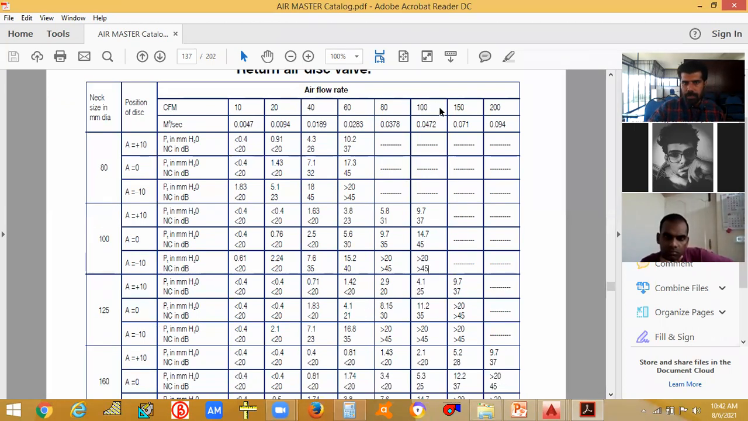For 100 CFM or 106 CFM, if you choose a 125 mm diameter disc valve, just see what the noise criteria will be. It's only 25. If A is 0, it comes to 35, and you can choose this. If A is plus 10, it goes greater than 45. So you have to make sure A is at 0 or plus 10 so that we can adjust the noise criteria. Or if that is not possible, go to the next size.